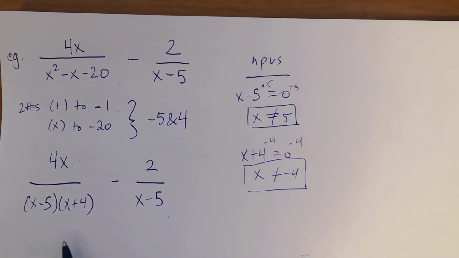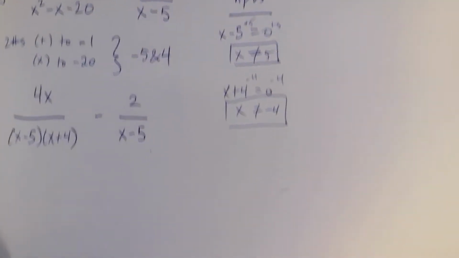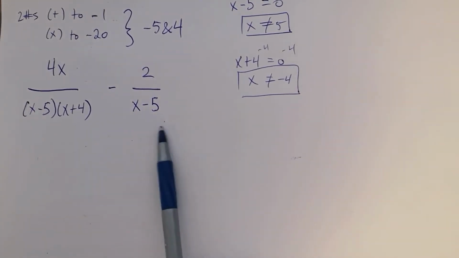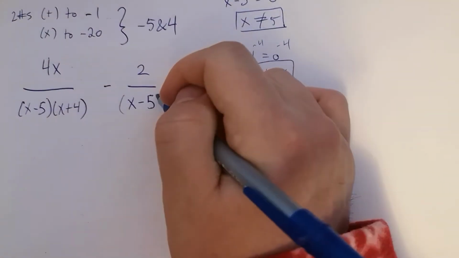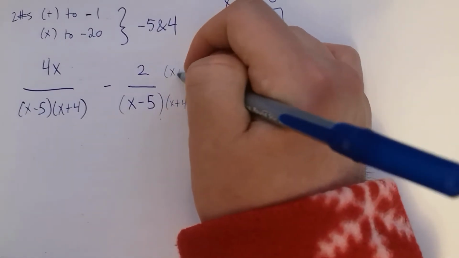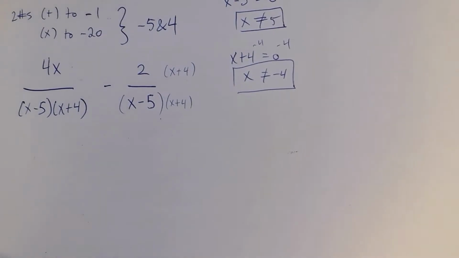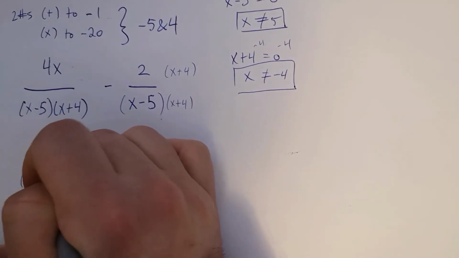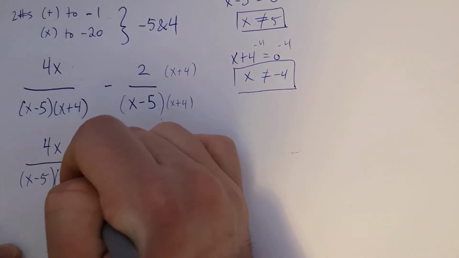So now let's talk about how to get this common denominator. We got x minus 5 times x plus 4. On this side, I've already got an x minus 5, but what's missing is x plus 4. Whatever you do to the bottom, you've got to do to the top. Okay, so let me just write this out.